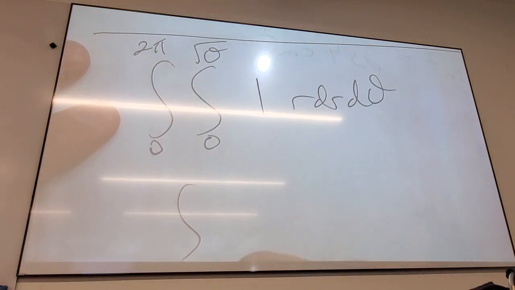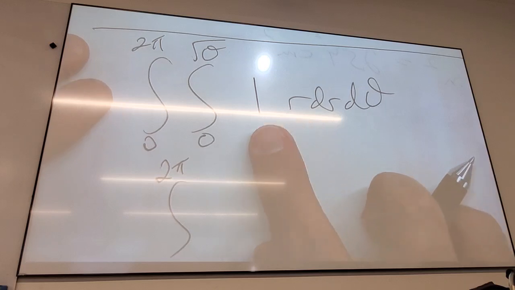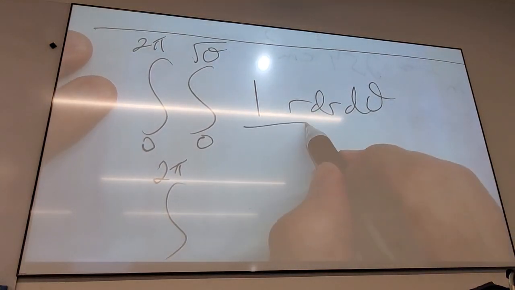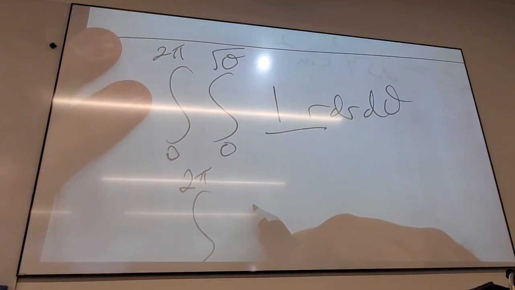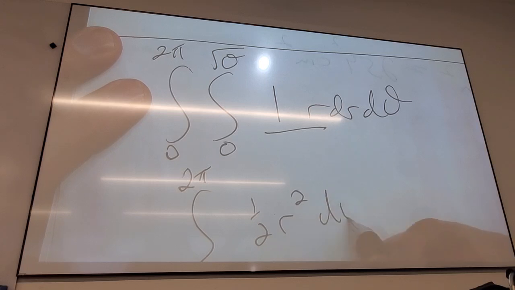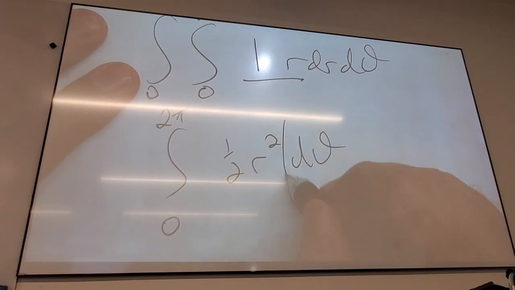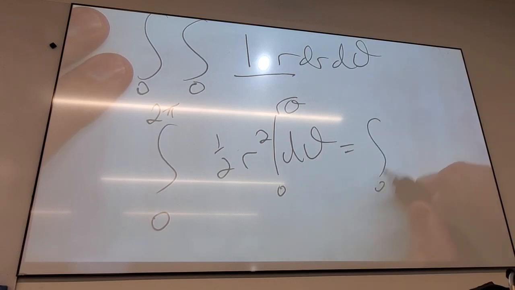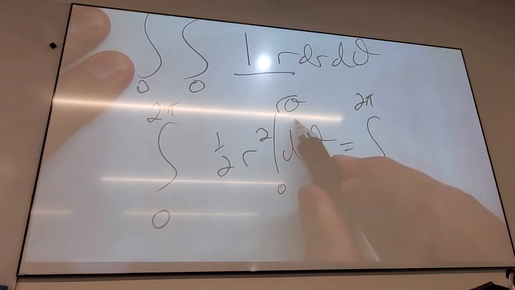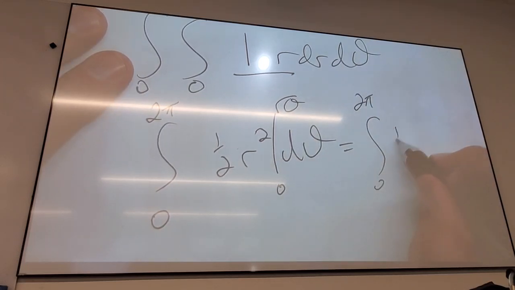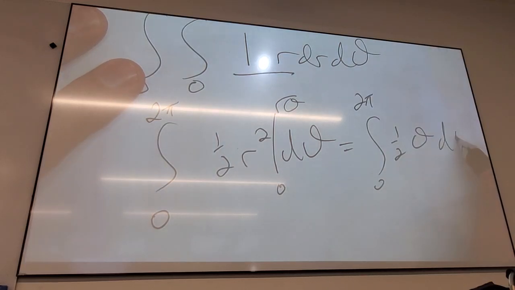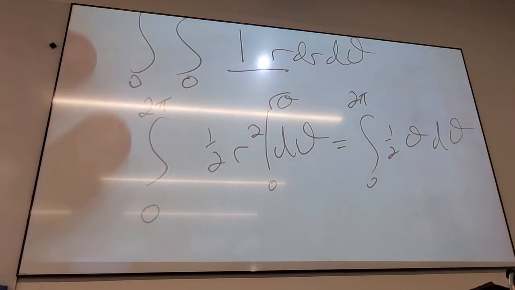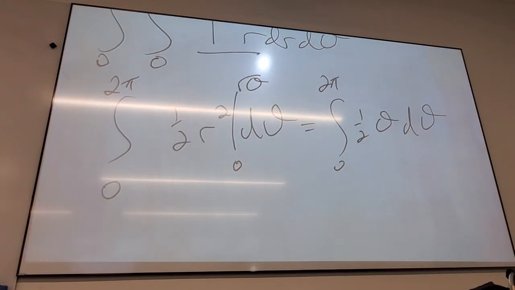So the first step's pretty straightforward. What's the integral of r? One half r squared, from 0 to the square root of theta, which is theta. So it will be one half theta. I could pull a one half out if I wanted to. I just didn't want to.